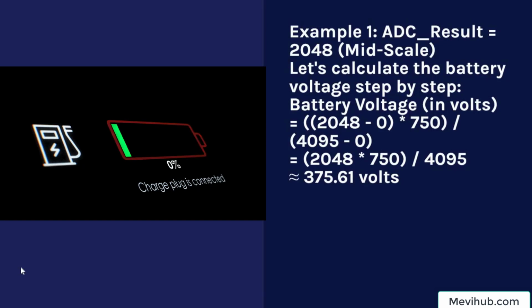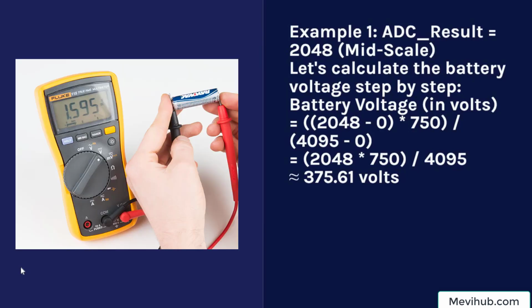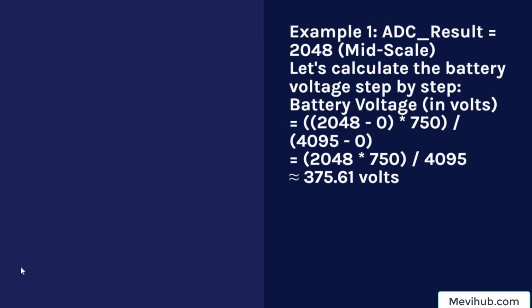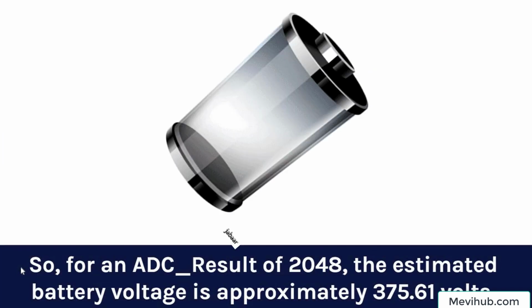Example 1, ADC_result equals 2048, mid-scale. Let's calculate the battery voltage step by step. Battery voltage in volts equals (2048 minus 0) times 750, divided by (4095 minus 0), which equals 2048 times 750 divided by 4095, which is 375.61 volts. So, for an ADC_result of 2048, the estimated battery voltage is approximately 375.61 volts.